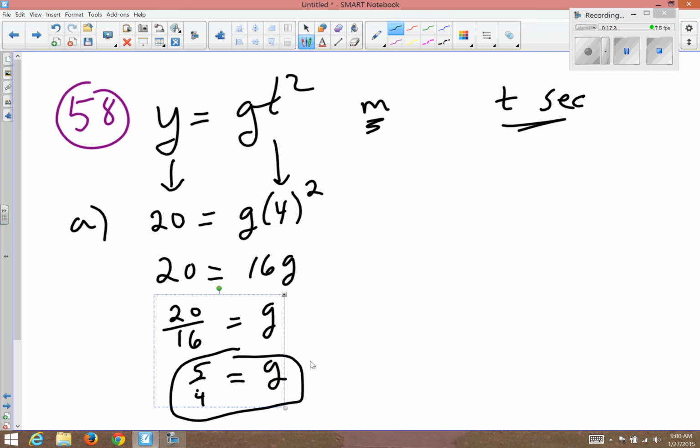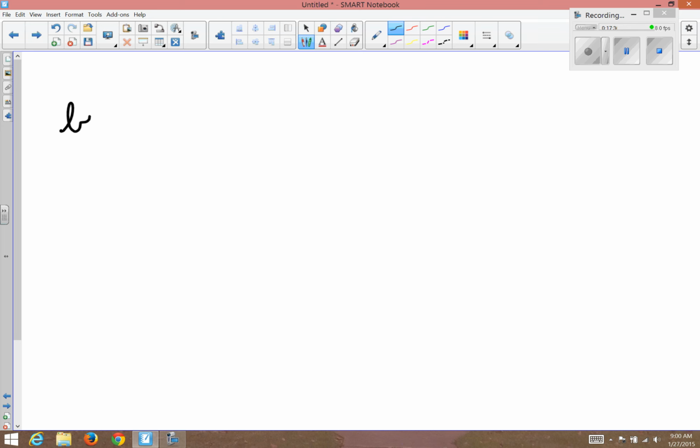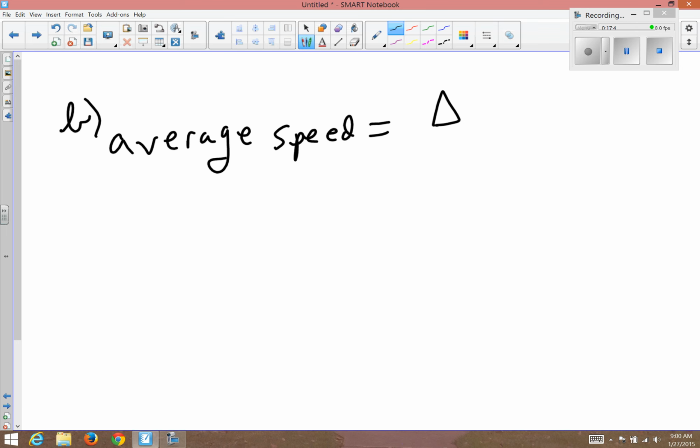Now parts B and C. Part B is asking for average speed. So this is one of the most important things in calculus. The phrase average speed is simply the change in y divided by the change in t. The letters are not really important, it's what they represent.